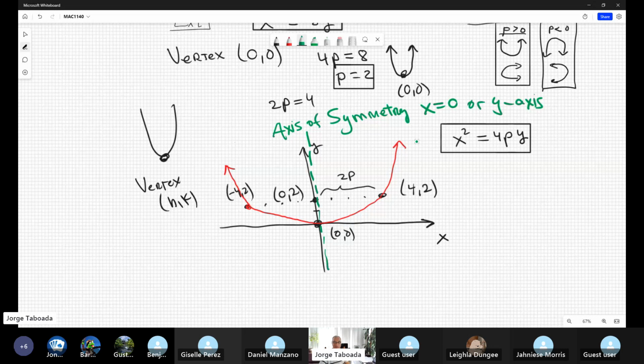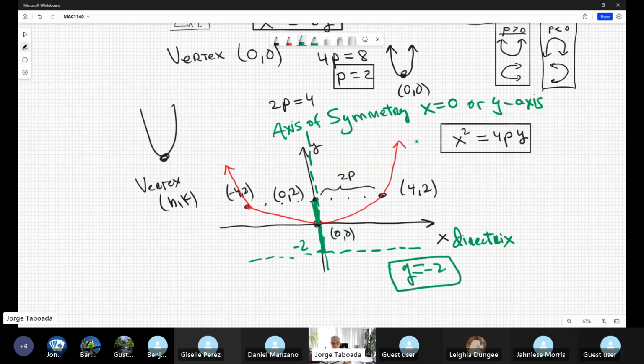And the directrix is also a line, at the same distance, 2. So that distance, the focal distance, is the same distance in the opposite direction. And this is a horizontal line. This line is called the directrix. And the equation for the directrix, a horizontal line, is y equals negative 2. This is the equation for the directrix. This is the equation for the axis of symmetry. That's it.